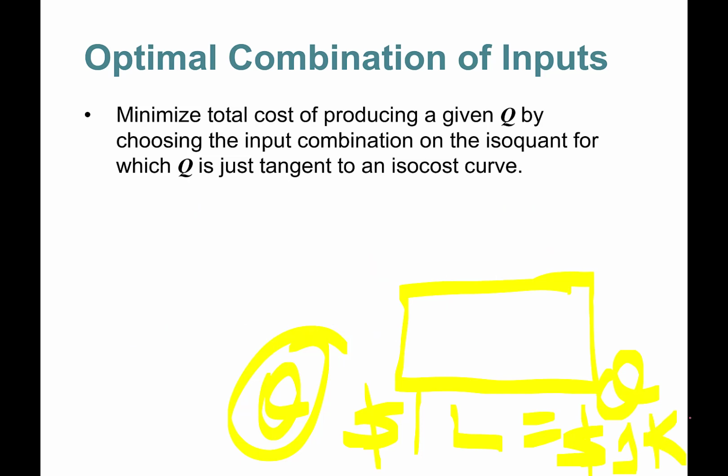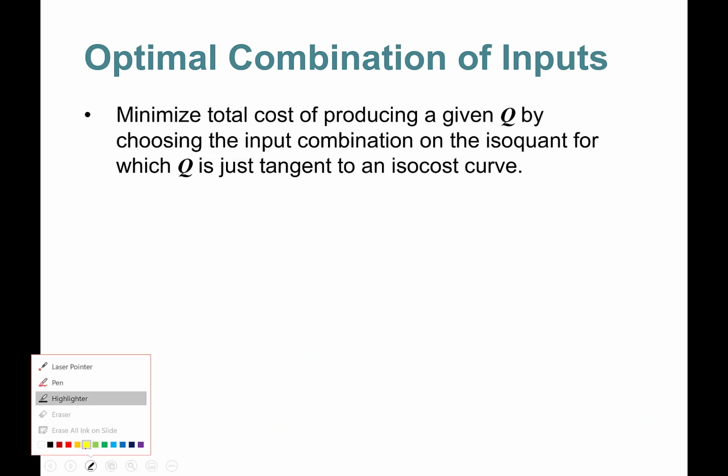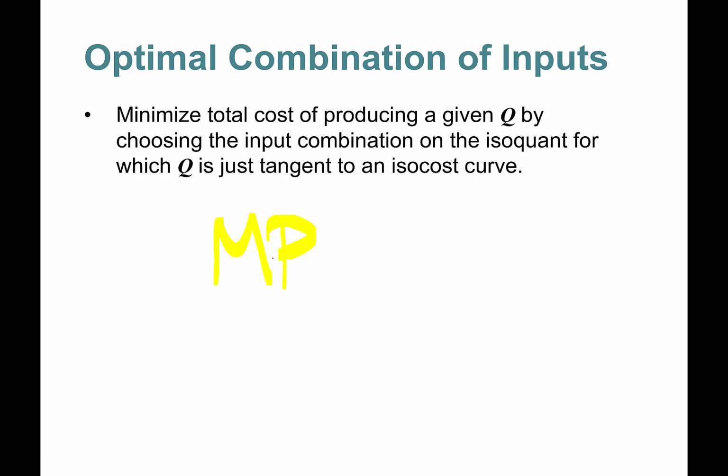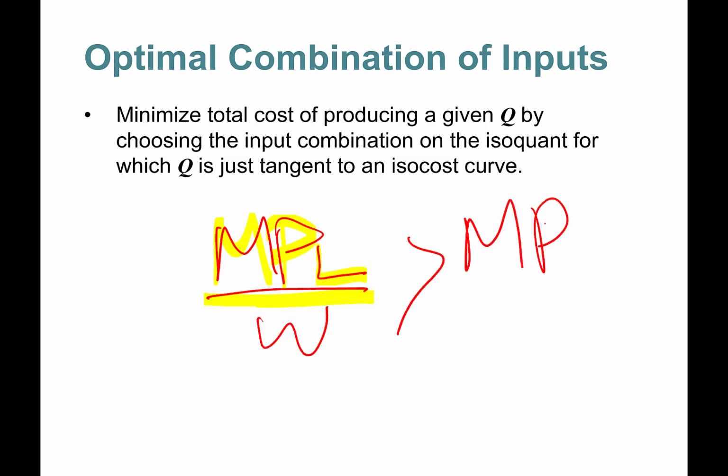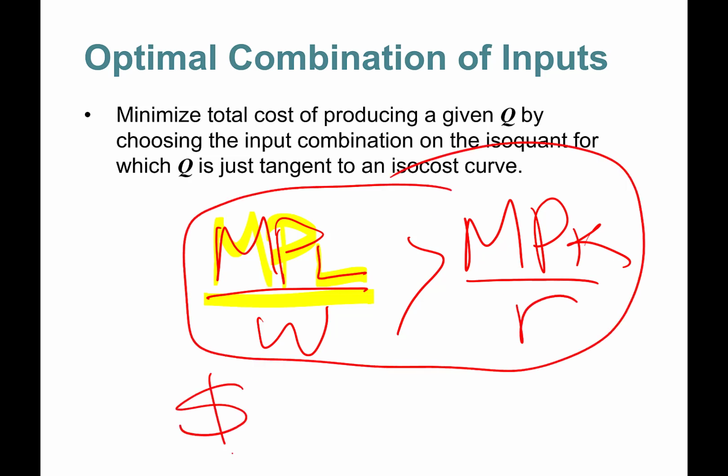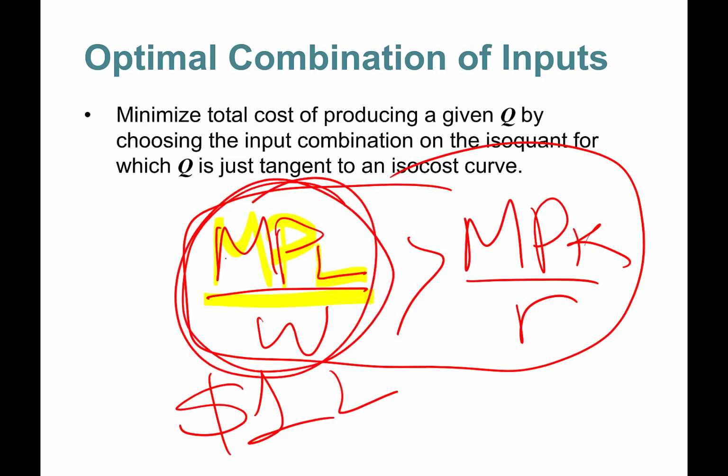So I'm going to talk about this. What if this was unequal, right? So marginal product of labor, let's change this color. What if we had this? This inequality means that if I spend $1 on labor, I get more output than if I spend my last dollar on capital. Therefore, I need to hire more labor.